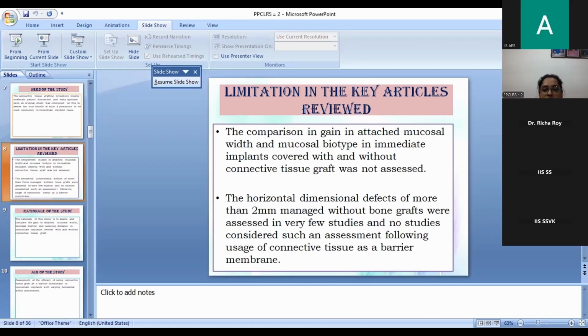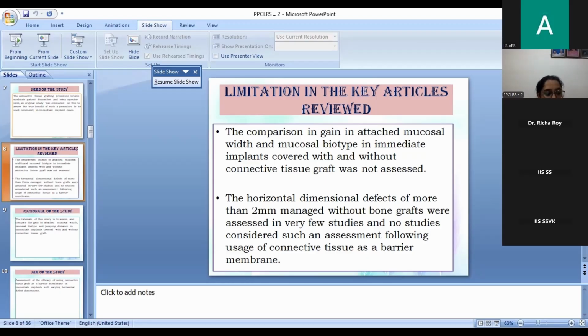The limitations in the key articles reviewed were the comparison in gain in attached mucosal width and mucosal biotype in immediate implants covered with and without connective tissue graft was not assessed. Horizontal dimensional defects of more than 2 mm managed without bone grafts were assessed in very few studies, and no studies considered such an assessment following usage of connective tissue as a barrier membrane.